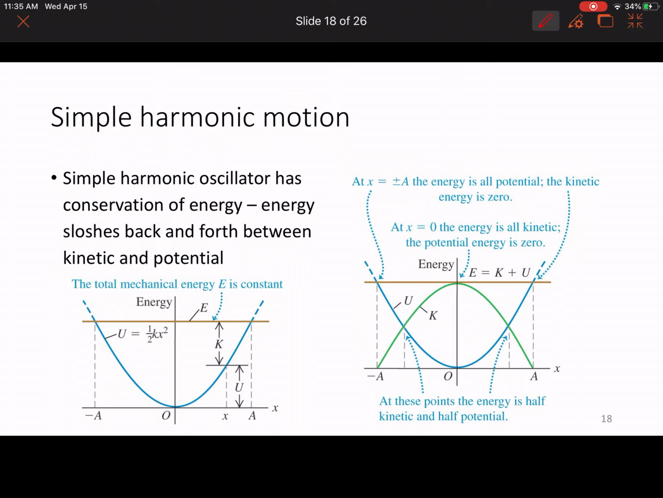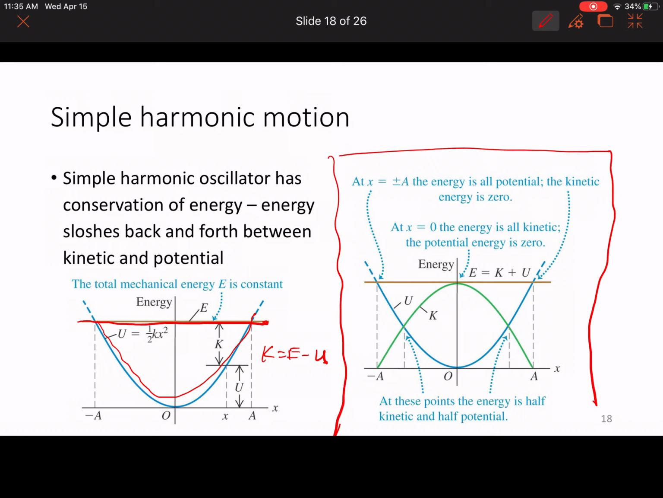So one way to do it is to look at this directly on the graph. If I have my potential energy here, let's say of a spring, so it should be a spring here because it's simple harmonic motion. My total energy is fixed. I can simply say that my kinetic energy is total energy minus U. And when I plot that up, I get this rightmost figure right here. Okay, so potential energy is an upward pointing parabola. Kinetic energy is a downward pointing parabola.